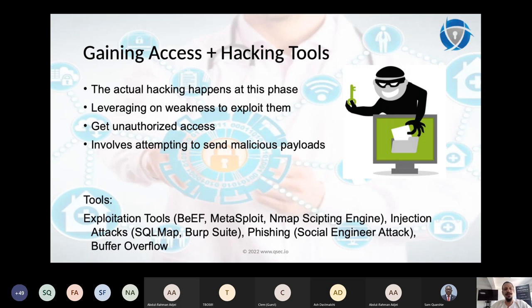Nmap, that was mentioned early on, also has a scripting engine, which has some scripts built into it, and also allows you to target various devices using that.